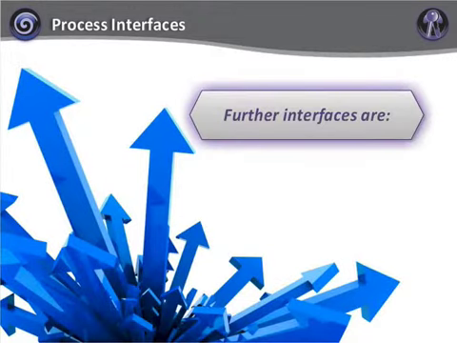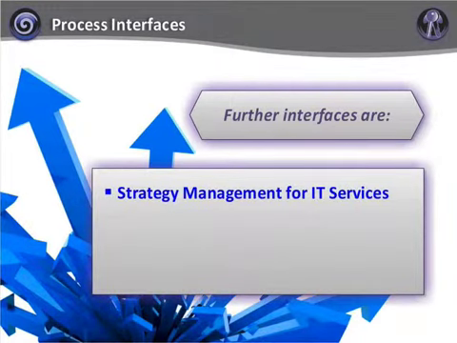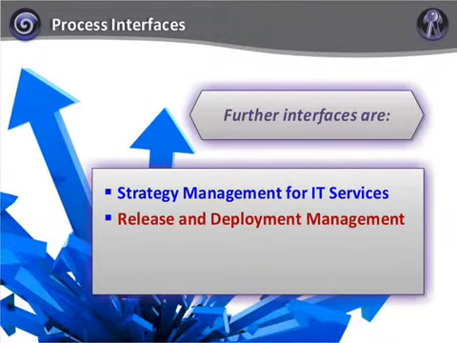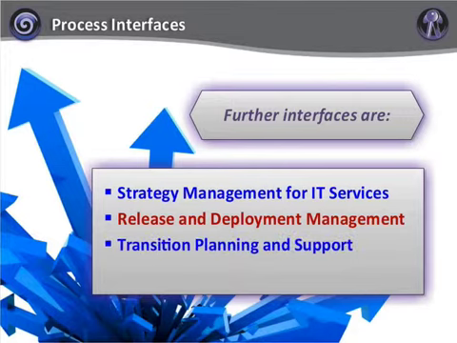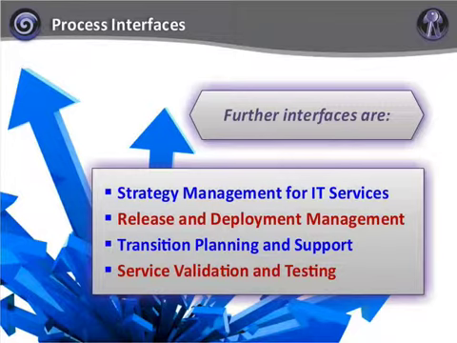You can see the next 4 process interfaces here. Strategy management for IT services provides input about current and future service strategy. Release and deployment management manages releases and deployments, so needs to be coordinated with design activities. Transition planning and support receives the SDP. Service validation and testing plans and executes tests to ensure the service will deliver value.